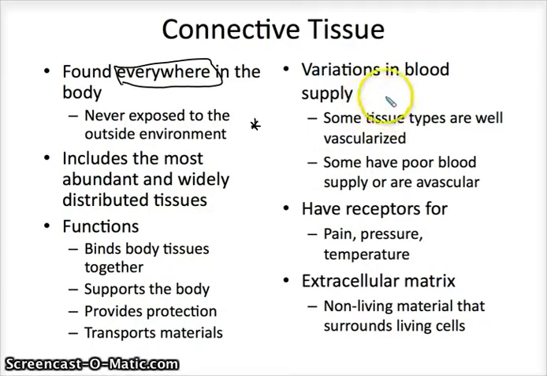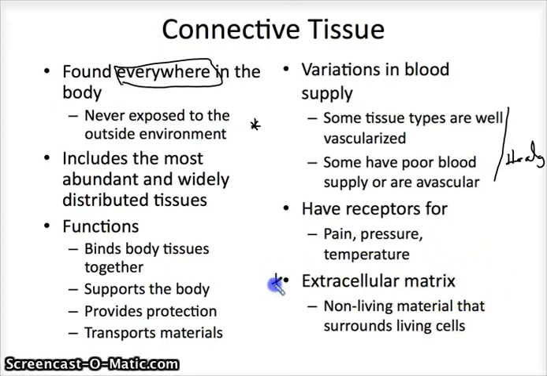Variations in blood supply. Now, the reason this is an issue is when we talk vascularization and avascularization, this will impact healing. And the other thing that's interesting is when we talk tissue repair or tissue damage, some tissues are fairly well vascularized even though they don't appear to be. Now, the primary reason some tissues aren't obviously well vascularized is because of this.